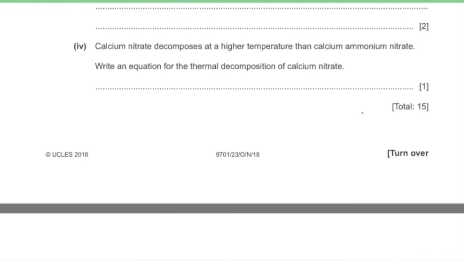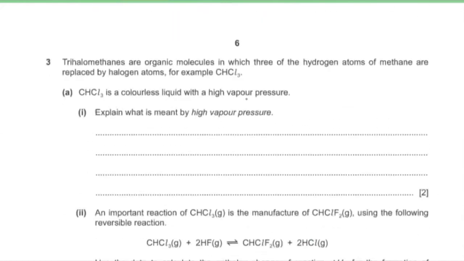Part 4, calcium nitrate decomposes at a higher temperature than calcium ammonium nitrate. Write an equation for the thermal decomposition of calcium nitrate. So calcium nitrate decomposes to calcium oxide plus nitrogen dioxide plus oxygen. There are 2 moles of calcium nitrate, 2 moles of calcium oxide, and 4 moles of nitrogen dioxide.